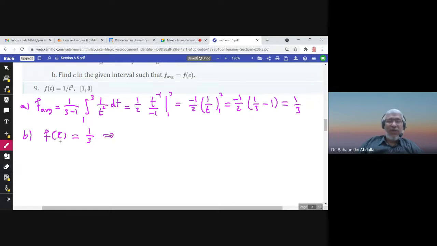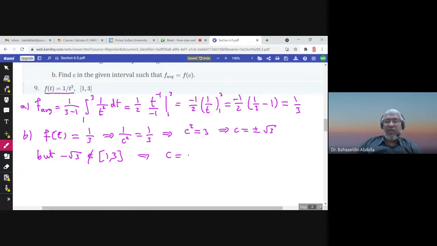But what is f of c? Well, we have f of t is 1 over t squared. So to find f of c, I replace t by c. So I have 1 over c squared equals 1 over 3. And solving this equation will give you c. So c squared equals 3, and c is positive or negative square root of 3. But negative square root of 3 does not belong to the interval 1 to 3. So c, guaranteed by the mean value theorem, is square root of 3, which is approximately 1.7, and belongs to the interval. So this is the c. This is the answer of part B.